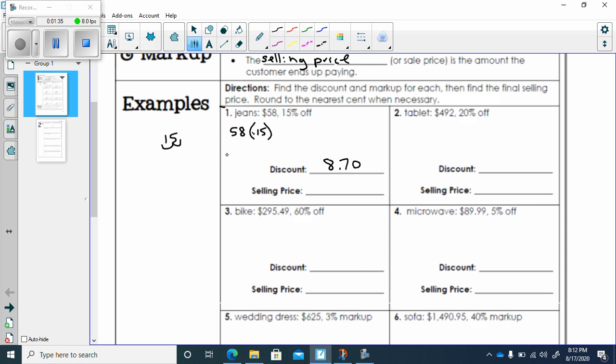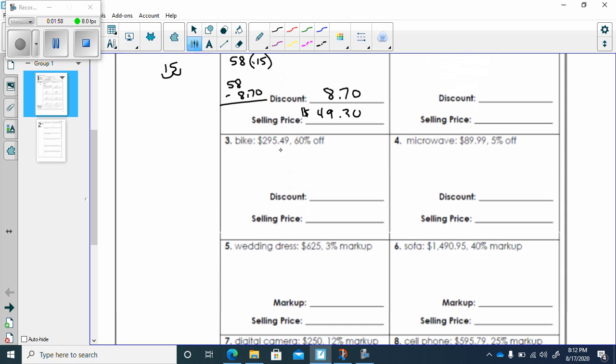My selling price, I start with $58 and I subtract $8.70 from that. 58 minus $8.70 gives me $49.30. That's what I would pay for the jeans.